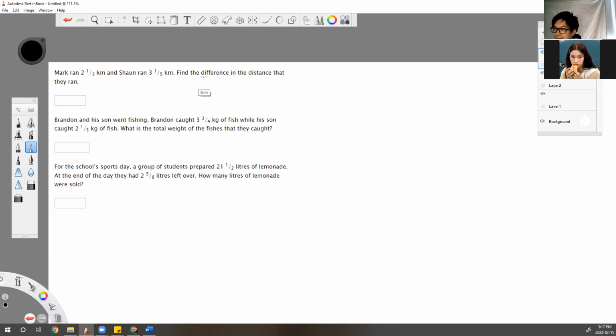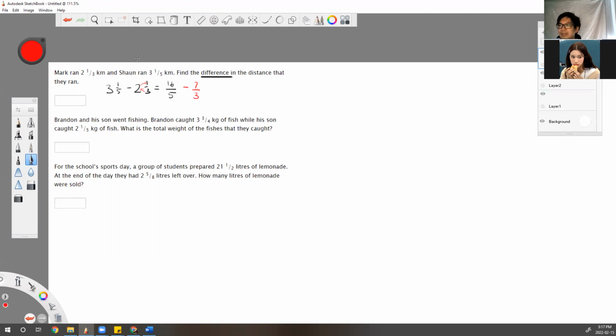Difference. See the keyword. Difference means you subtract the bigger one minus the smaller one. There you go. Right? And before you do further, you just make the denominator equal first. That's the way you do. But I think you need to change into an improper fraction. That is the first thing first. 5 times 3, 15 plus 1, right? 16 over 5. And then 3 times 2 slowly and plus 1. 3 times 2 is 6, 6 plus 1 is 7.